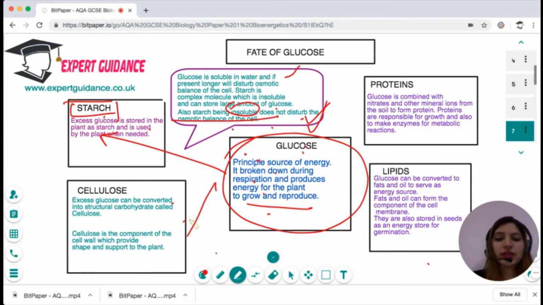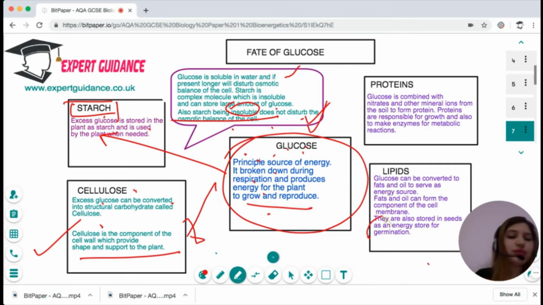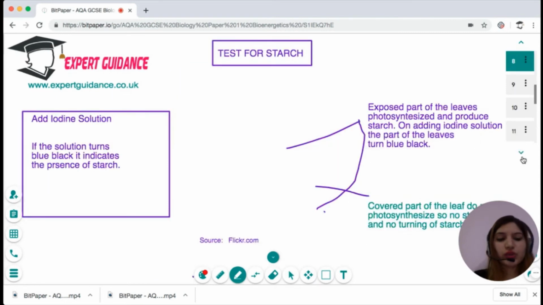Next, you know that the plant has a cell wall made up of cellulose, and cellulose is also a complex carbohydrate. So glucose can be converted into cellulose, which can provide shape and support to the plant. The glucose, if it combines with nitrates and other mineral ions, can form proteins, and the glucose can also be converted into lipids, fats and oils, which can be stored as an emergency food reserve, or they can also be stored in the seed, which can provide the energy store for germination. So you should know the various ways in which the glucose is being used up in a plant cell.